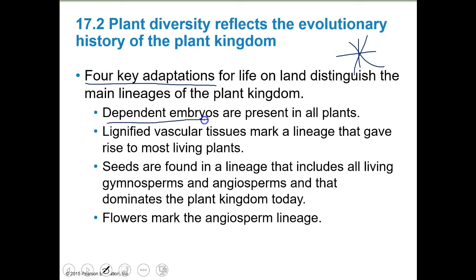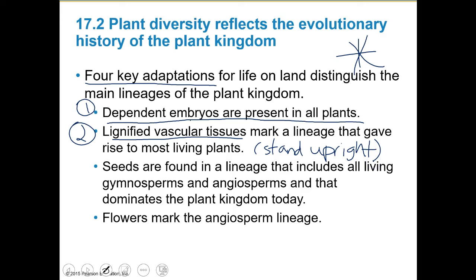We've got dependent embryos, present in all plants. The embryos do depend on the parent plant to give them nutrients and other things they would need, mainly nutrients to get started. That's the first thing that arises. The second thing that we see arise is lignified vascular tissues, a tougher tissue that can make them stand upright. These are the plants that can actually stand upright on their own, defy gravity, if you will. The third one is seeds, a lineage that includes all living gymnosperms and angiosperms, and dominates the plant kingdom. And then the last and final thing that we see evolutionarily is the development of flowers.